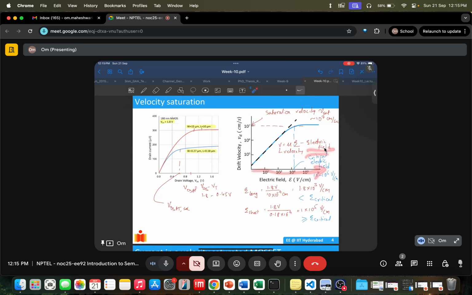What it means is, as the channel length in a MOSFET is reducing, the VD that you are applying is dropping across a smaller region, so the electric field is increasing. Thus, the lateral electric field is increasing, and at higher electric field you see this velocity saturation effect. Thus, your current reduces compared to longer channel MOSFETs.